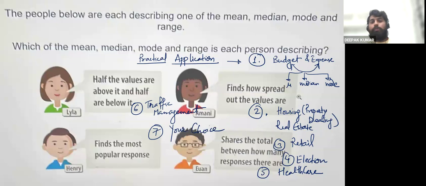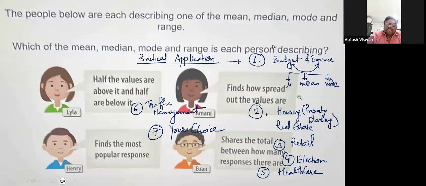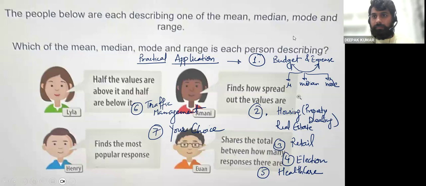So the next time you come, please come up with the answers for mean, median, and mode for these. Please take a screenshot of this. How will you apply them to these 7 sectors? I have left one sector for your choice. Have you taken the screenshot?